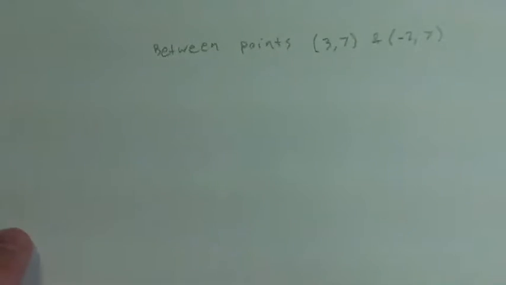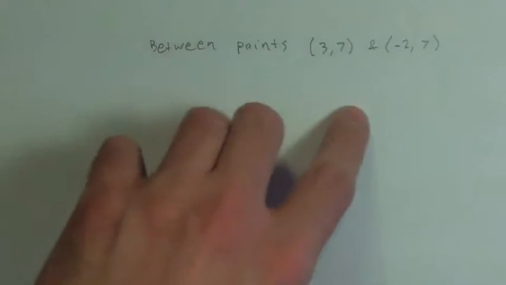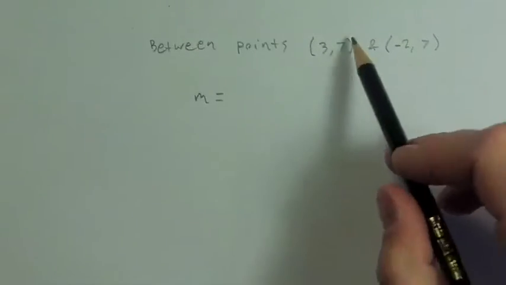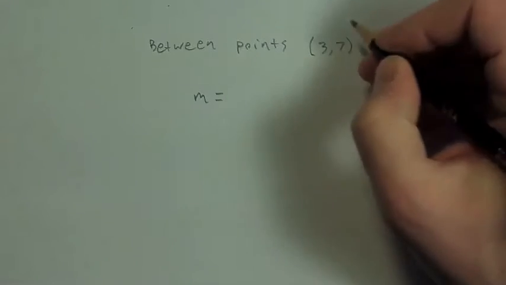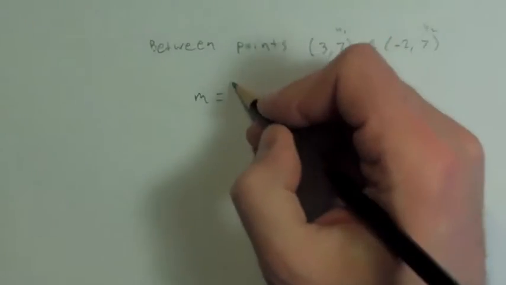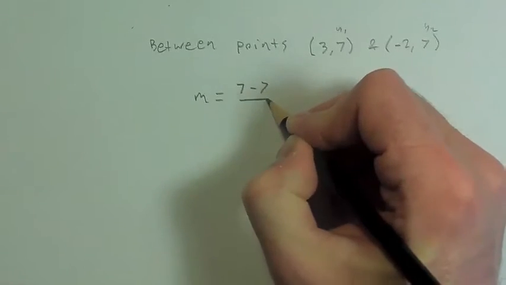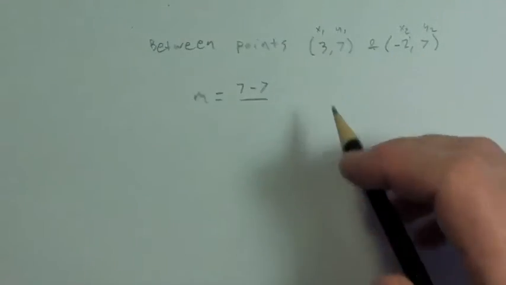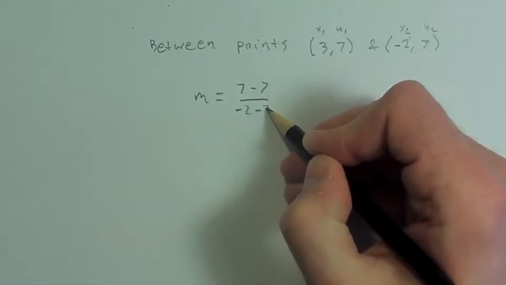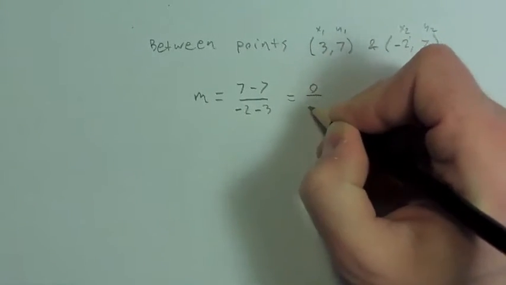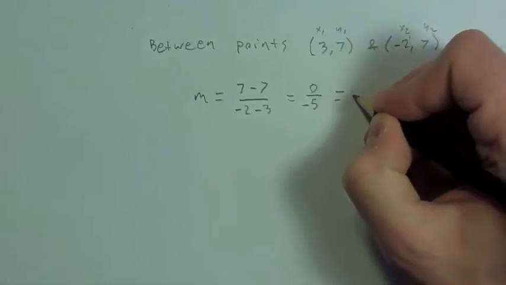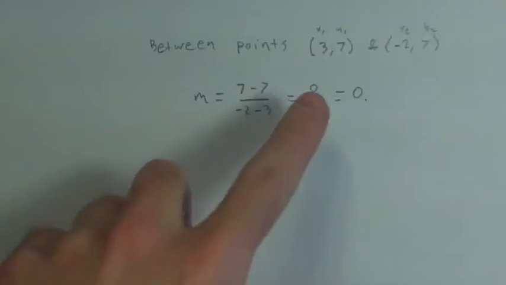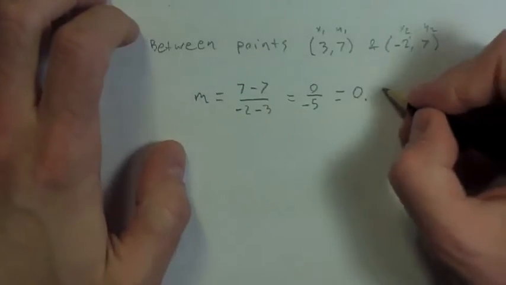Okay. Let's find the equation of the line between the point 3, 7 and negative 2, 7. Right, so we'll start by trying to find the slope. The slope is going to be, I'll let this be y2, let this be y1, so y2 minus y1, I'm going to get 7 minus 7 on the top. And on the bottom, I'll let this be x2 and this x1. So x2 minus x1, I'm going to get negative 2 minus 3. And so what I end up with is 0 over negative 5, which is going to come out to be 0. Okay? If you remember, a slope of 0 means we have a horizontal line.